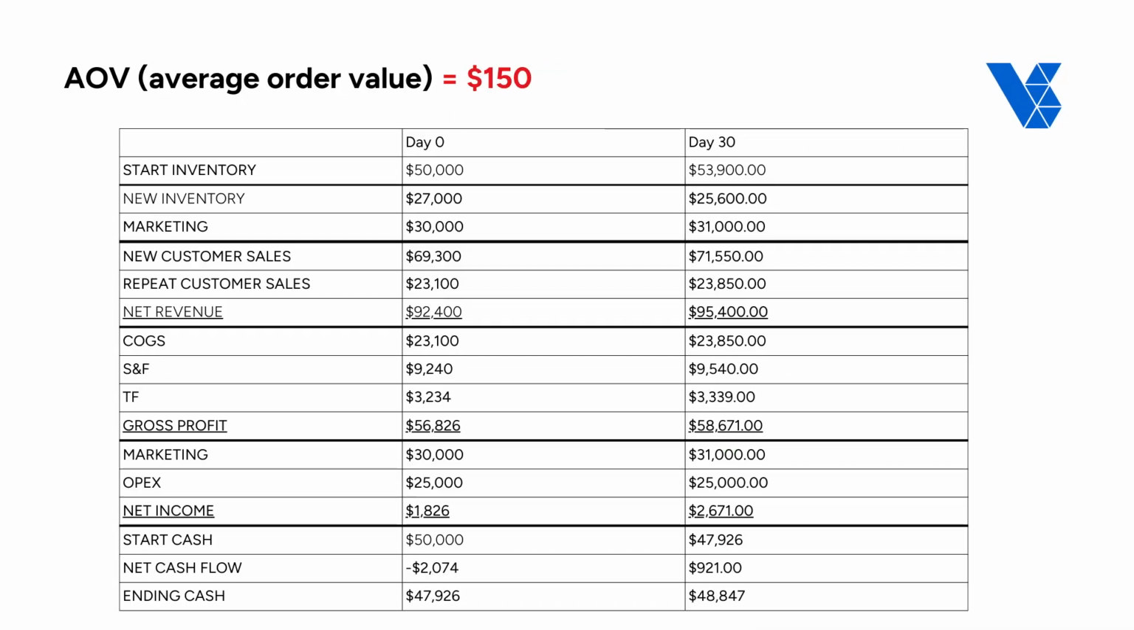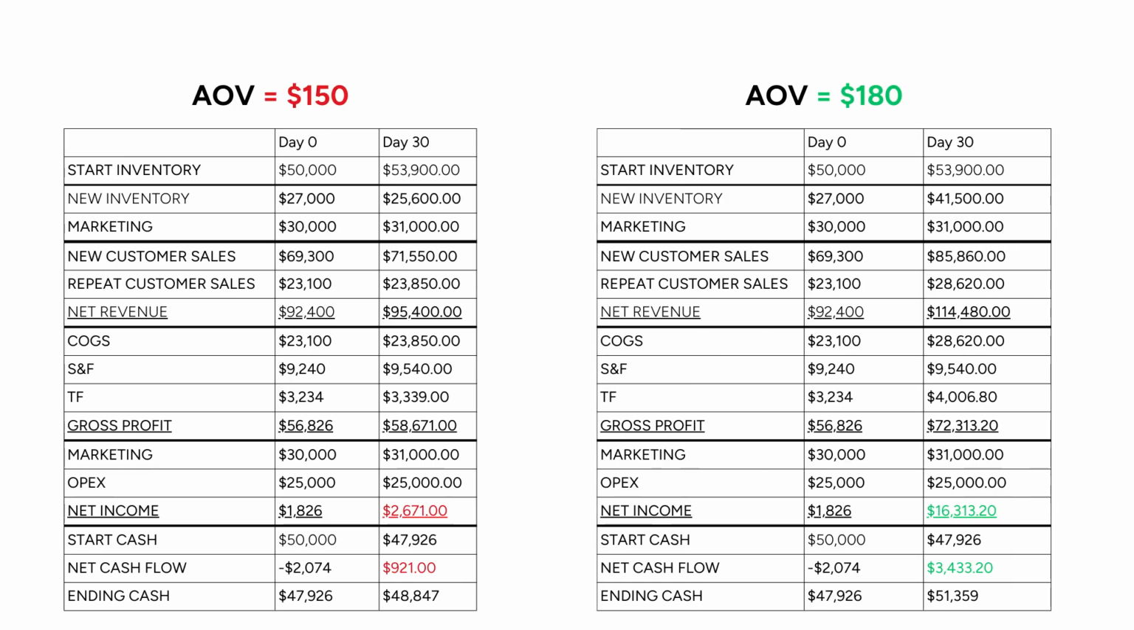And so with the exact same assumptions, all the same models here, we have an AOV of 150. We then compare that to an AOV of 180, and you can see what happens. Net income improves from 2.6 to 16.3. Net cash flow improves from $900 to $3,400, and our cash position improves accordingly. So we begin making $16,000 a month compared to 2.6 due to the improvement in gross profit. And that gross profit has improved because net revenue improved with the exact same amount of customers being acquired per month, with no additional increase in fixed expenses.